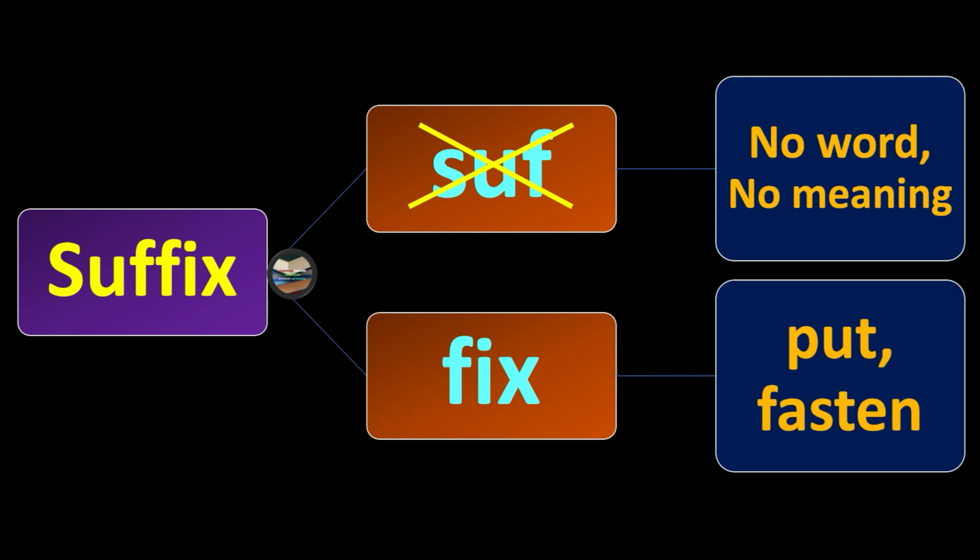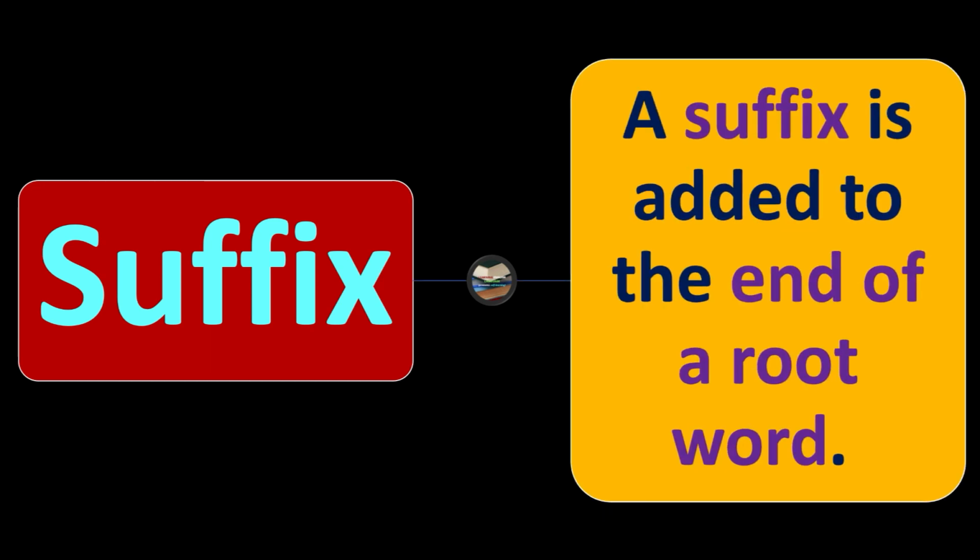However, fix means put and fasten. So in the way we talked about prefix, put before, suffix, we cannot divide this in that way. We have to take suffix as a single word, a single unit, a single entity, and talk about it as a single word. It means a suffix is added to the end of a root word.